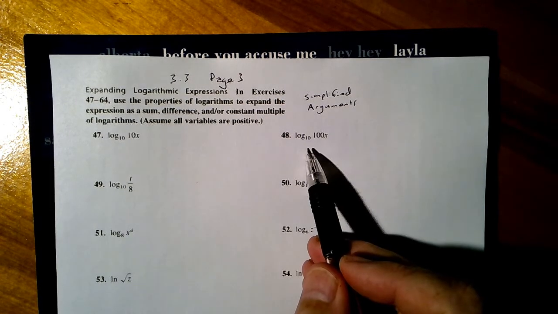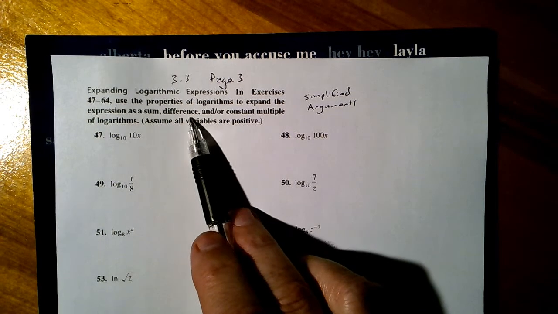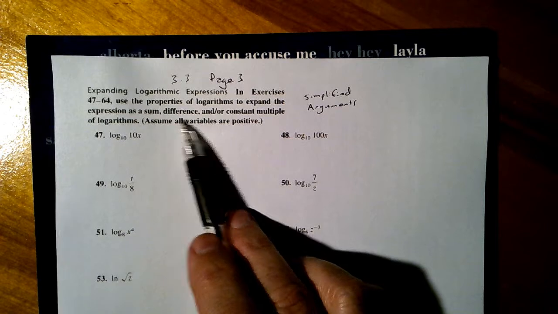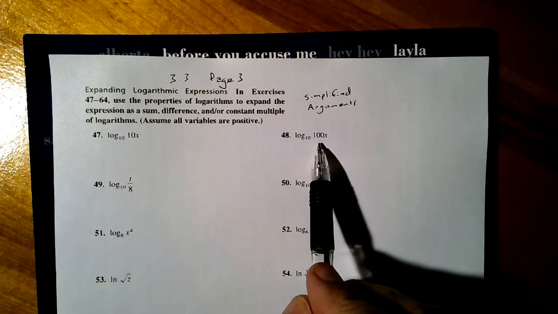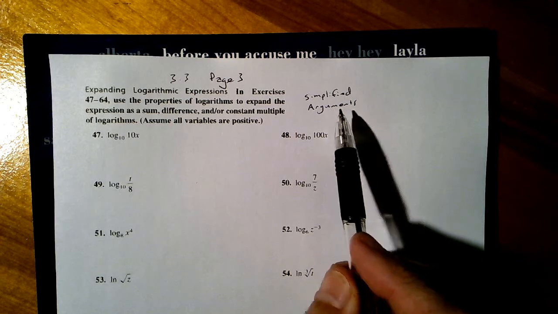When I give this to you on a test or quiz, I'm going to say write this as the product, sum, or difference of multiple logarithms where the arguments are as simplified as possible.